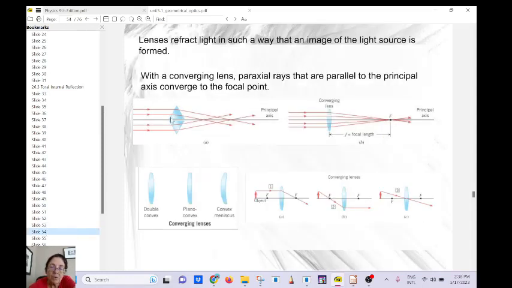Now, how do we get a converging lens? For example, if you take two prisms on top of each other, the rays will refract as we talked about, but not at the same point. If you make the curvature the right way, then parallel rays will focus at one single point. We call that the focal point. But it does not have to be this shape.